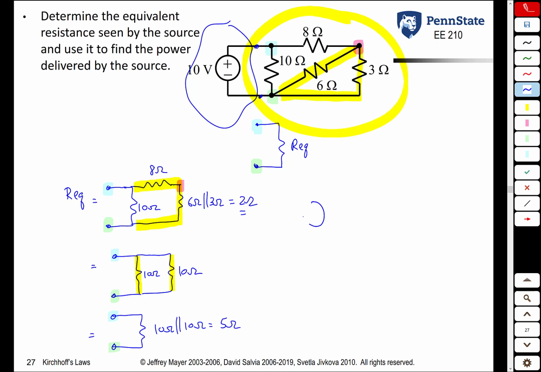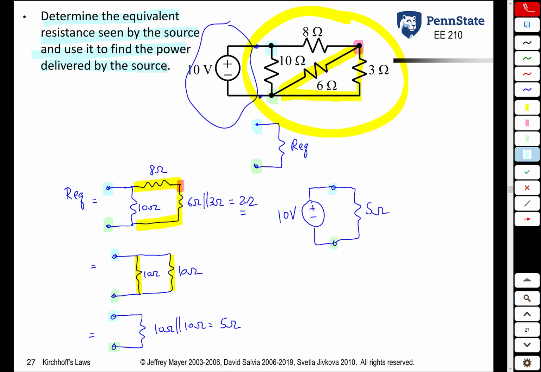So we have this simplified circuit now. As far as this 10 volt source is concerned, it just sees that it's connected up to 5 ohms. It does not know that it had all of these resistors it was actually connected up to. It just sees it as a single 5 ohm resistor. So at this point, we can now answer the question. We determined the equivalent resistance seen by the source. It was 5 ohms. Now we could use it to find the power delivered by the source.